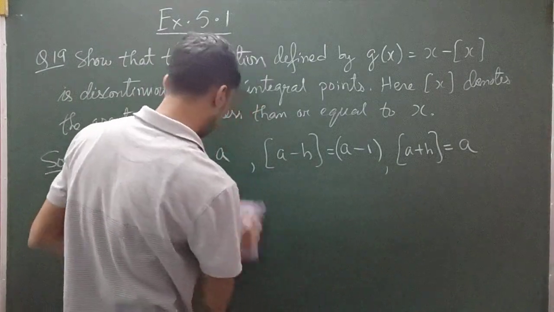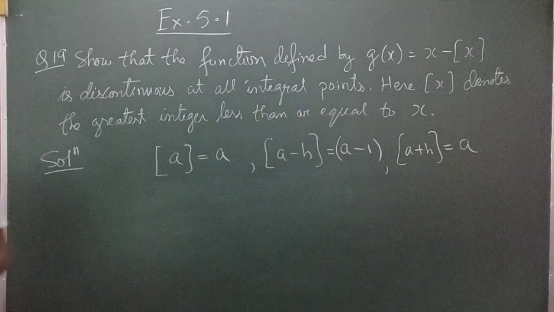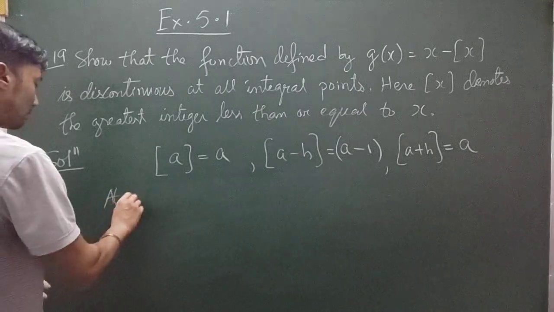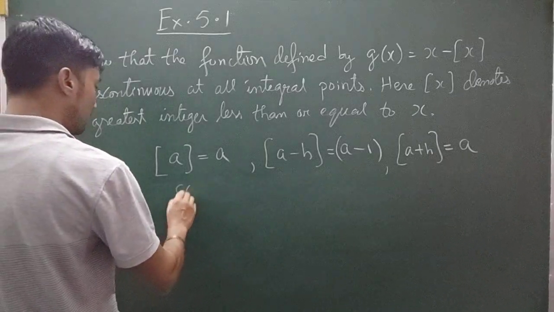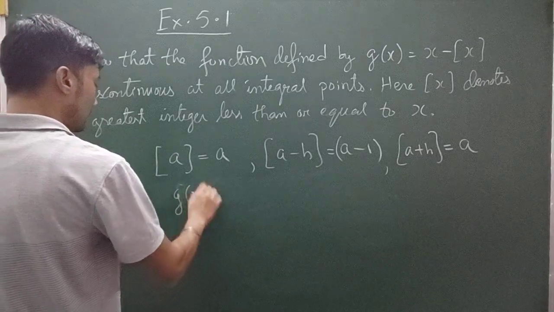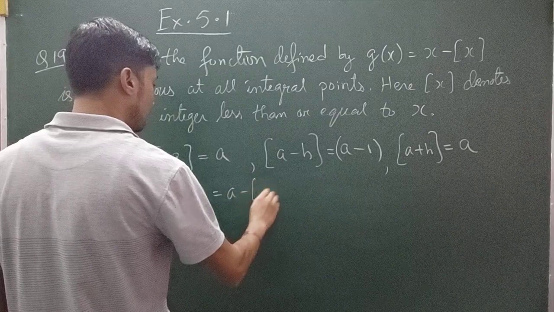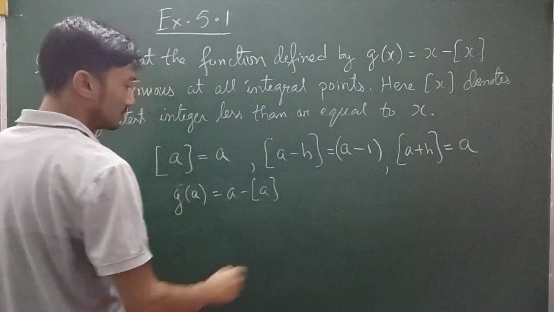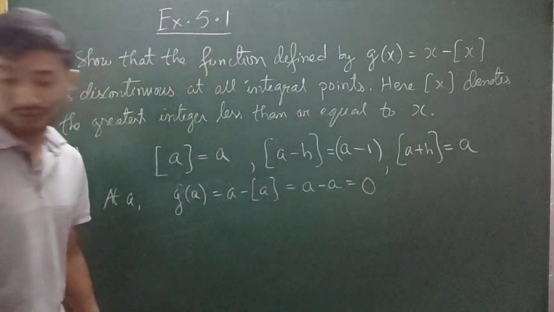So now it's time to prove that it is discontinuous. Let's begin. At a, function g of x, g of a, that would be a minus the greatest integer of a. Of course, a minus a, that would be 0.